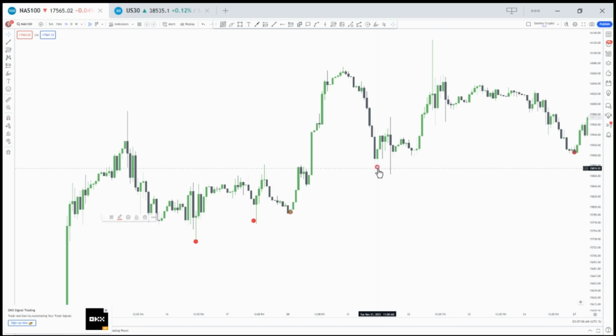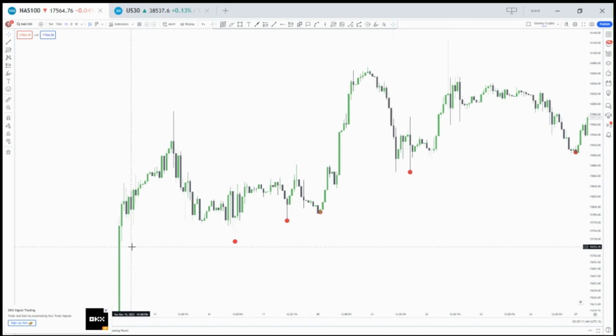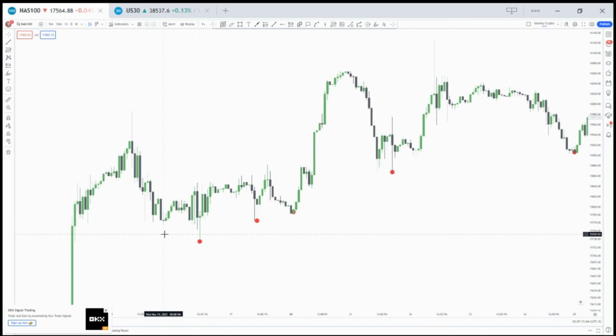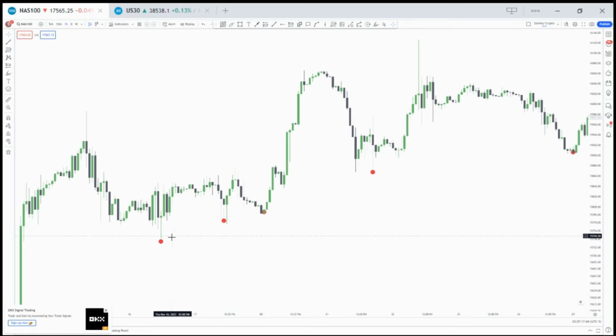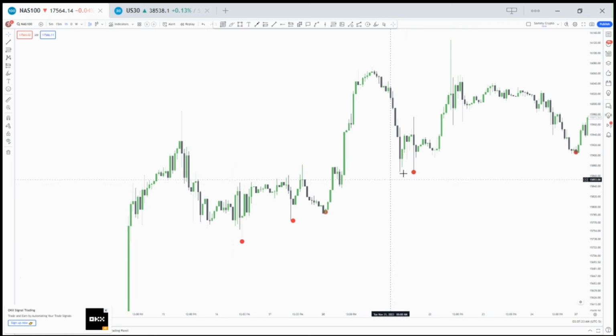Okay, so these lows, none of them are external. This low is not taking out any low. Yes, you might say it's taking this one, but it's not a standalone low. This low is not taking out any low. This low is not taking out any low. This low is not taking out any low. So all of these are pending liquidities.